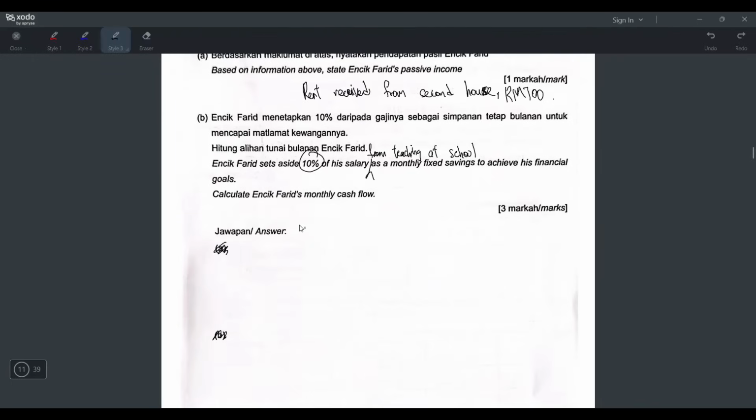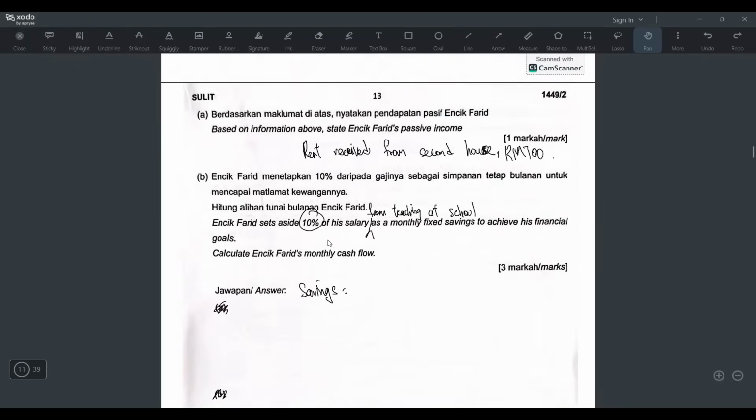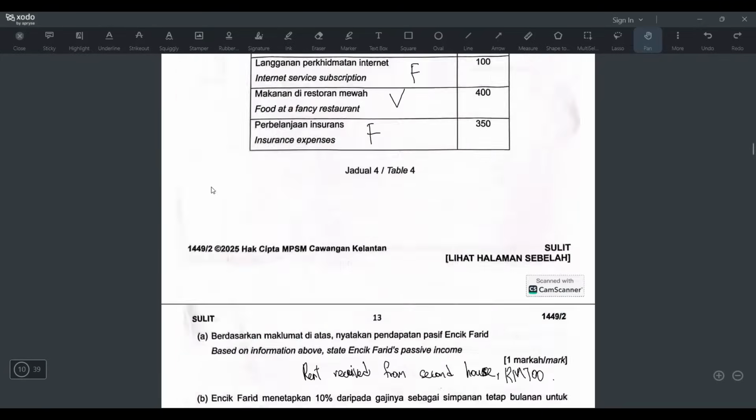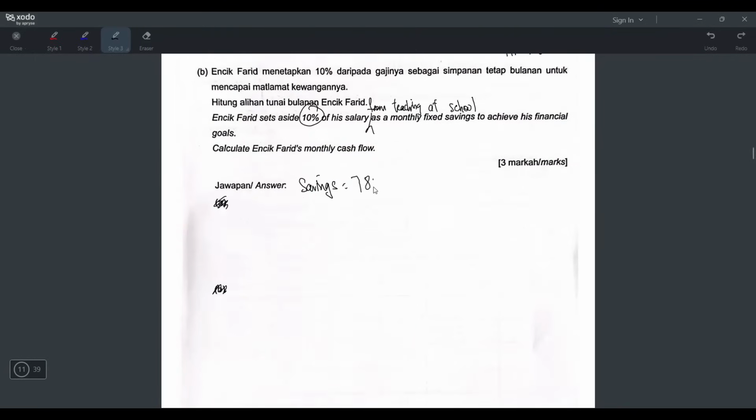So let's find out berapa saving. The cash flow nanti dulu. Okay, how many? 10%, right? So 7,800 is the salary from teaching at school. Tapi dia nak save 10% from here. So darab dengan 10%, you dapat 780. So inilah dia punya savings. Okay, ini dia punya simpanan.